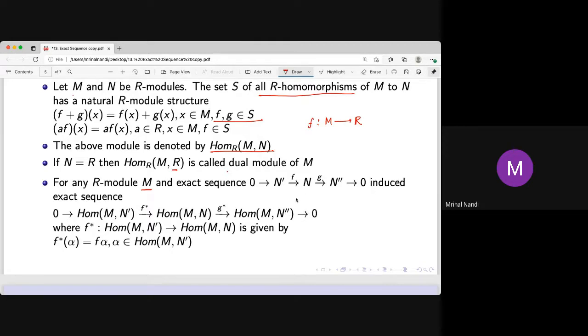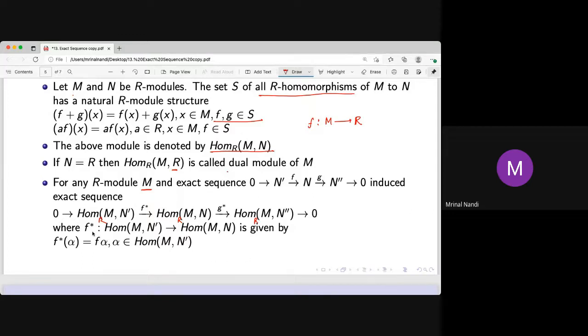Then this induces an exact sequence on the homomorphisms. For N dash we have the homomorphisms from M to N dash, and for N we have the set of all R homomorphisms, called Hom(M, N), and from N double dash we can construct Hom from M to N double dash, and this is an exact sequence. How can we construct this exact sequence? We have to define two functions, f star and g star, from f and g, such that f star is injective and g star is surjective, and g star compose f star is the zero map.